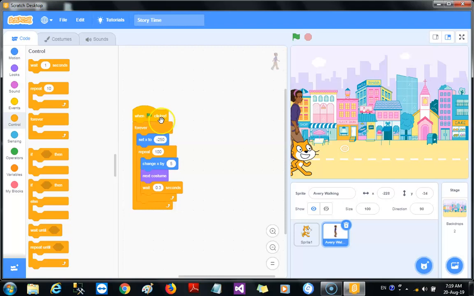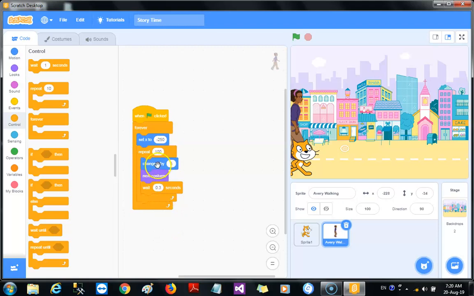Now to do the dialogue, we need to do a give and take. So let's see who is going to start the conversation. Maybe we should make Avery start the conversation. Avery is going to be saying, "Hey kitty cat, why are you walking so fast?" So how about that? We're going to start with Avery.